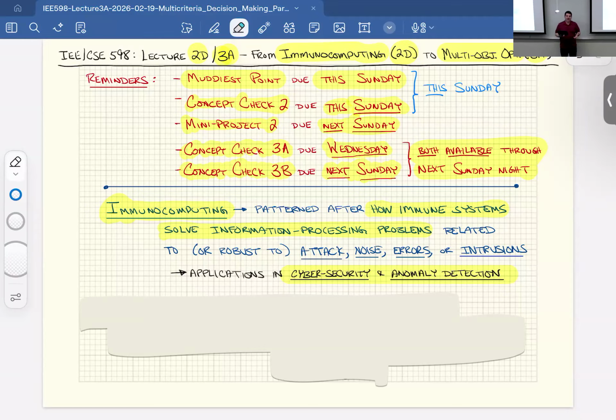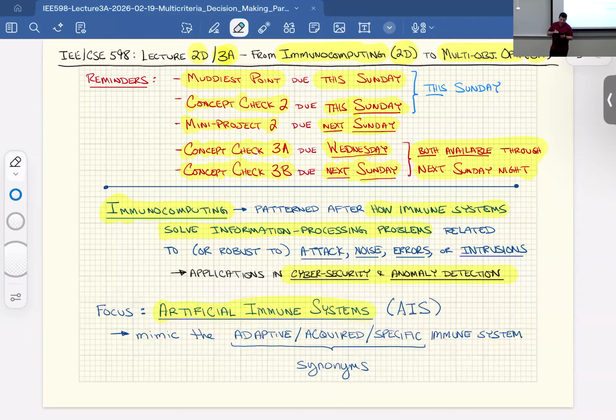Stephanie Forrest here in SCAI, who runs a center in biodesign that's focused on biocomputing, society, and security. She is an expert in these areas, very well known for her work, and uses a lot of immunocomputing and genetic programming. We focus on artificial immune systems, or AIS. These are set to mimic, in biology, what's known as the adaptive or acquired or specific immune system. These are all synonyms.